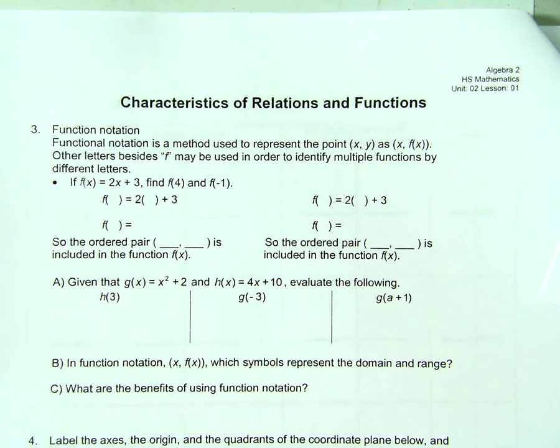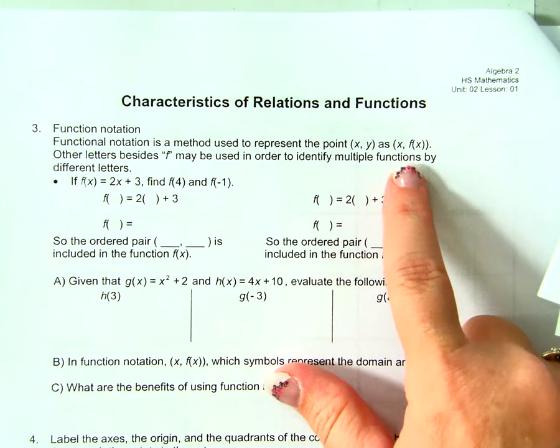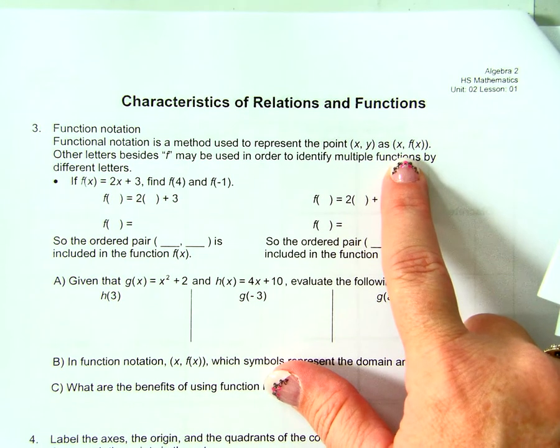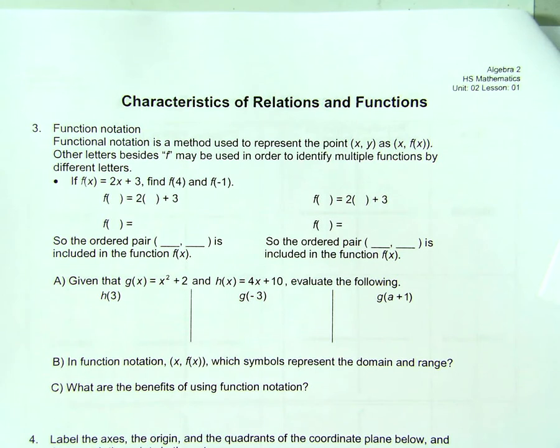Function notation is used to represent the point (x, y) as the point (x, f(x)). Other letters besides f may be used in order to identify multiple functions by different letters.